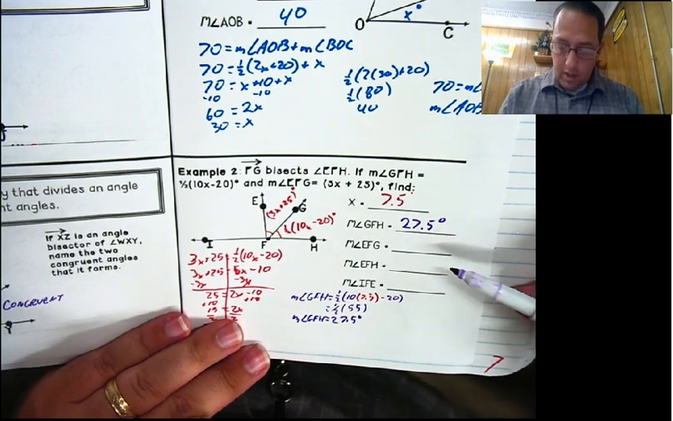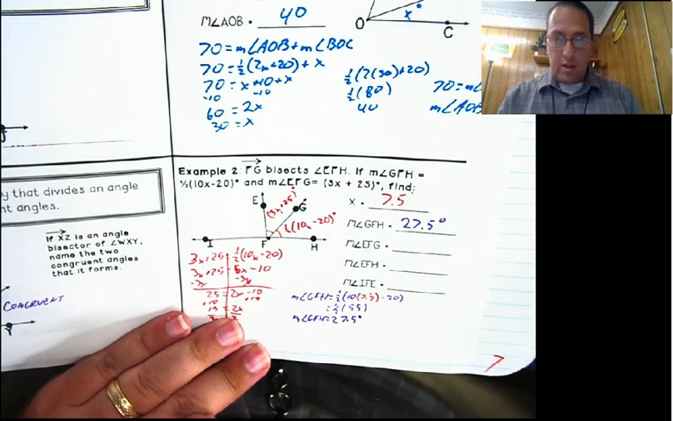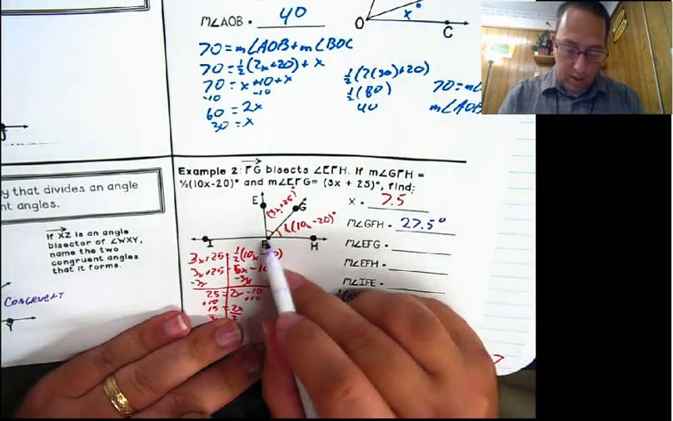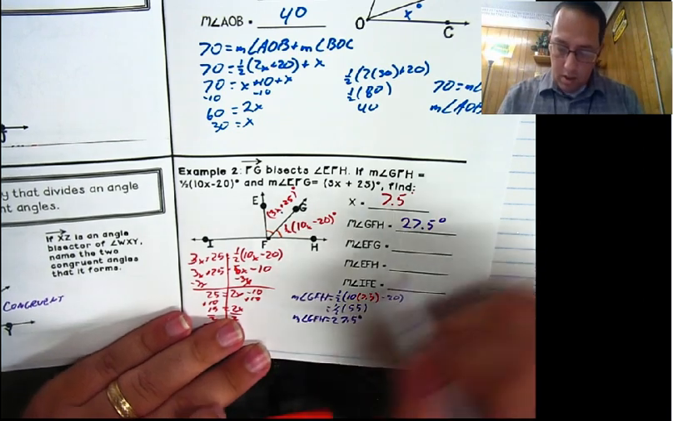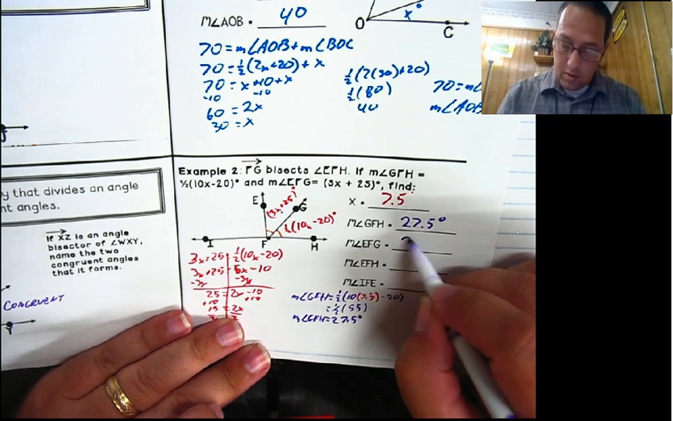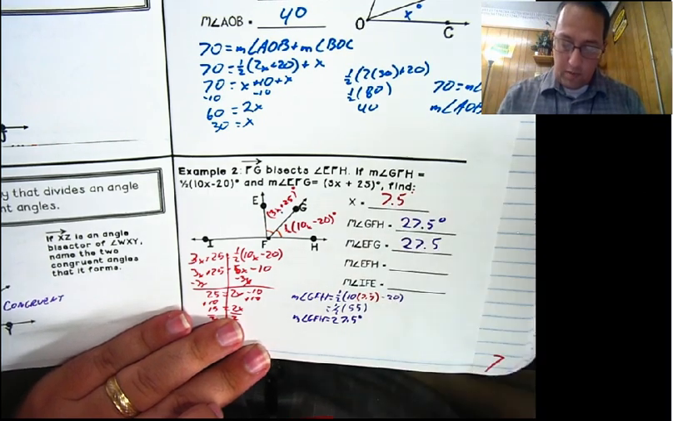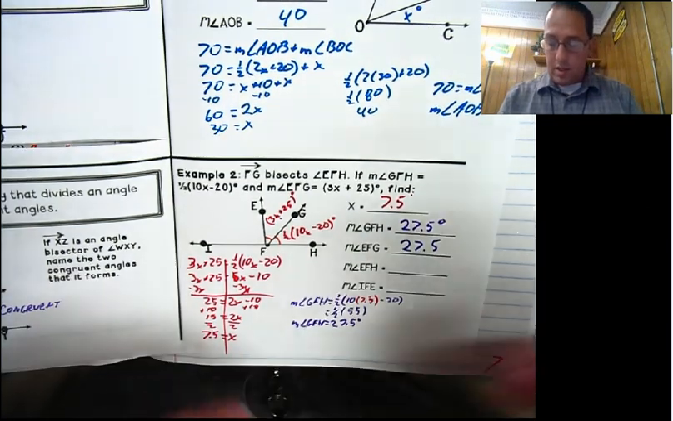Now we need the measure of EFG. I could take this 7.5 and plug it in right there for that x. However, I know it's bisected, so I know those two equal each other, don't they? Yes, they do. And so EFG is also 27.5 degrees. I don't even have to work it out because I know they are congruent, because it was bisected.